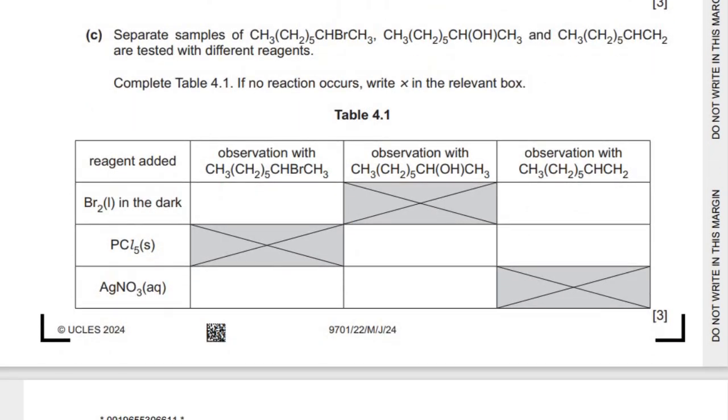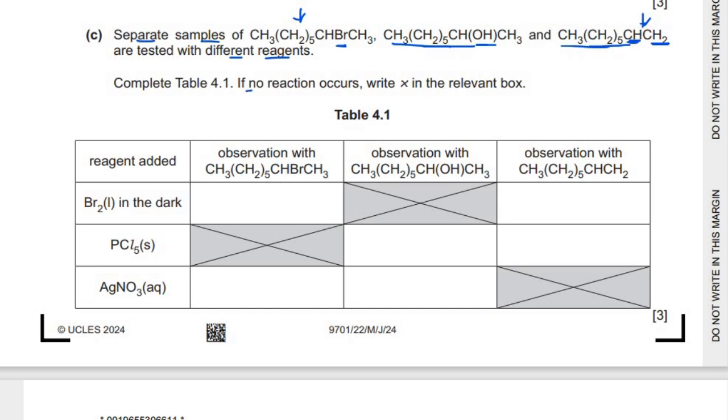Now let's see the next part. Separate samples of this compound and the hydroxyl group also, and another of which is a simple alkene, are tested with different reagents. Now understand, this is an alkene where you can see that here it's only CH and CH2, so this is an alkene. The remaining is a simple carbon chain. Here also is the same compound with the hydroxyl group, again the same compound but with the bromine on it. So keeping this in mind and the functional groups, we need to fill up the whole table.